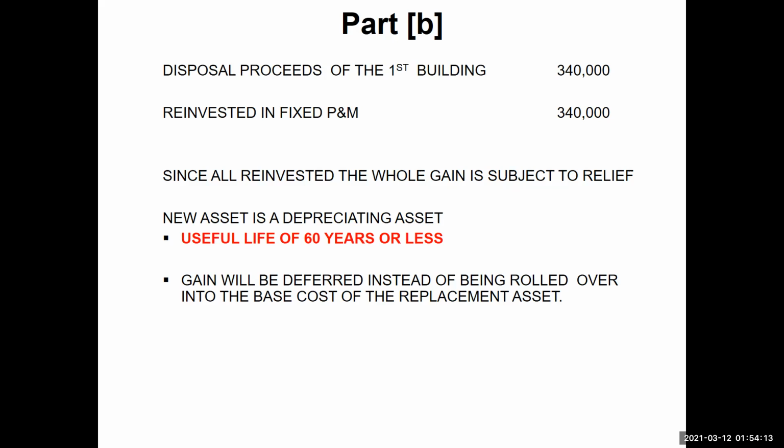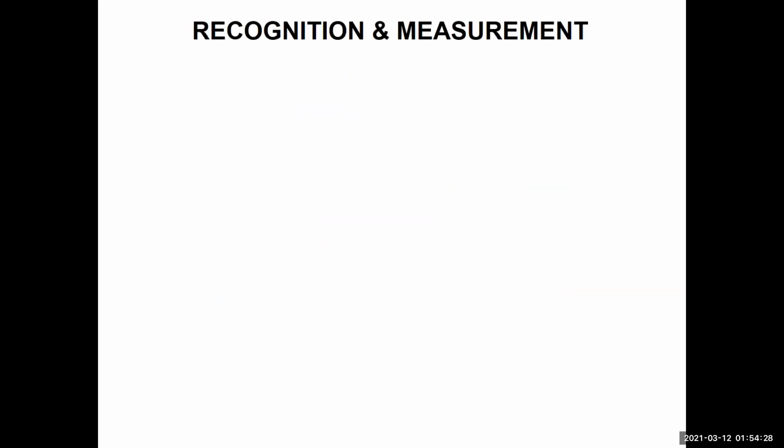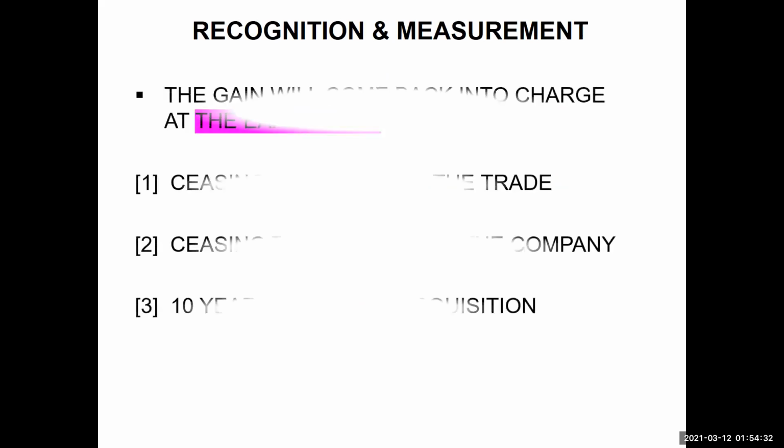We cannot knock off the gain of the 24,424 from this. So we have to defer it, because all the proceeds had been reinvested. We have to defer the gain instead of it being rolled over into the base cost of the replacement asset. We don't do that. Okay. So how do we recognize the timing and measure this?